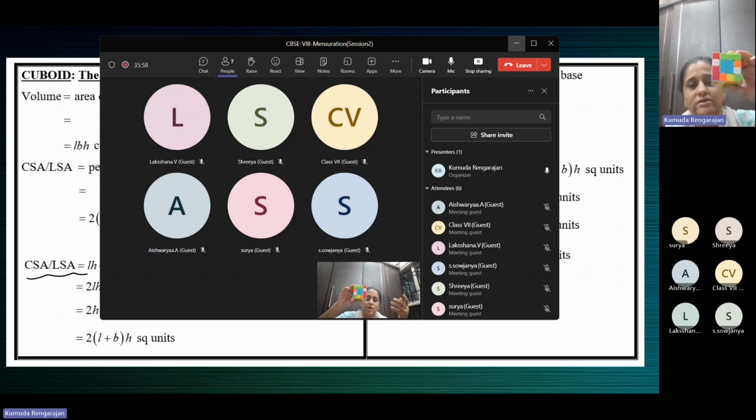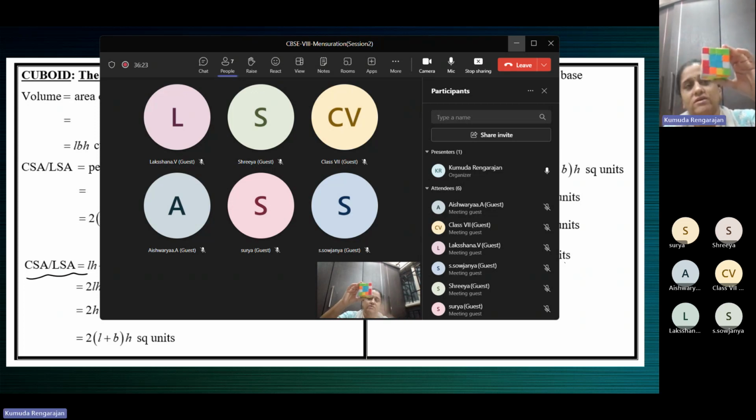In a cuboid, the opposite faces are congruent, meaning they're identical. The top face and the bottom face, the front face and the back face, the left face and the right face, they're identical.